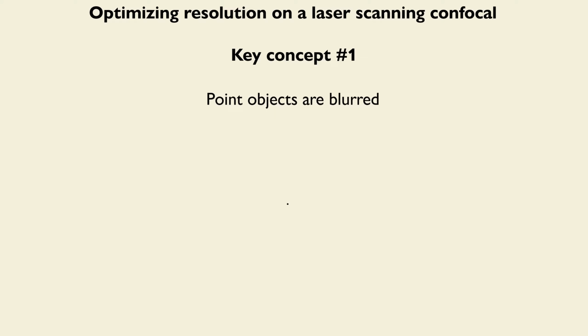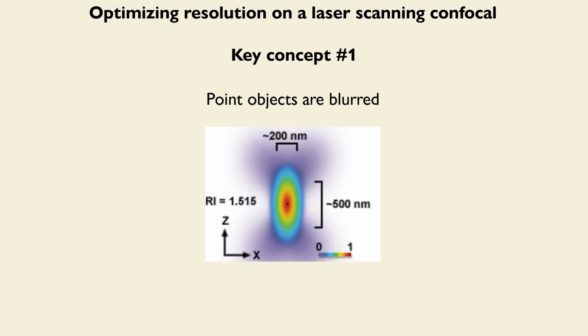There are a few key concepts that you need to be aware of to understand how you decide what pixel size and what spacing in the Z dimension you want to use to take both 2D and three-dimensional data sets. So the first key concept is that in any microscope, point objects will have a blurred image. And that blur will be roughly on the order of 200 nanometers in the XY dimension and roughly 500 nanometers in the Z dimension.